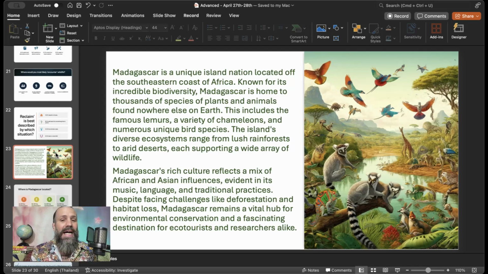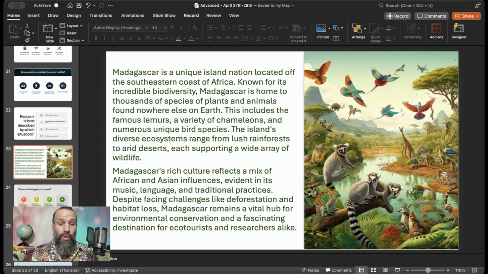Madagascar is a unique island nation located off the southeastern coast of Africa. Known for its incredible biodiversity, Madagascar is home to thousands of species of plants and animals found nowhere else on Earth. This includes the famous lemurs, a variety of chameleons, and numerous unique bird species. The island's diverse ecosystems range from lush rainforests to arid deserts, each supporting a wide array of wildlife.